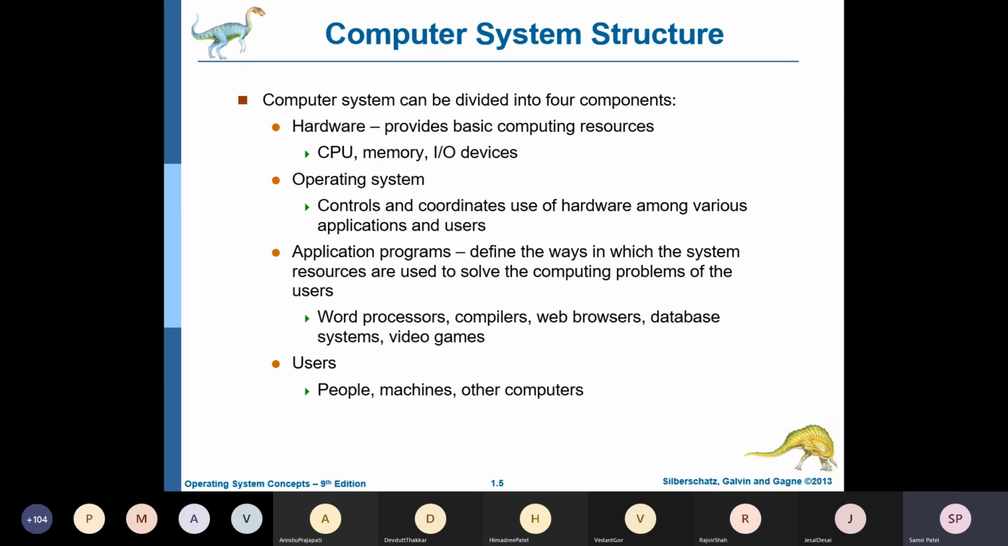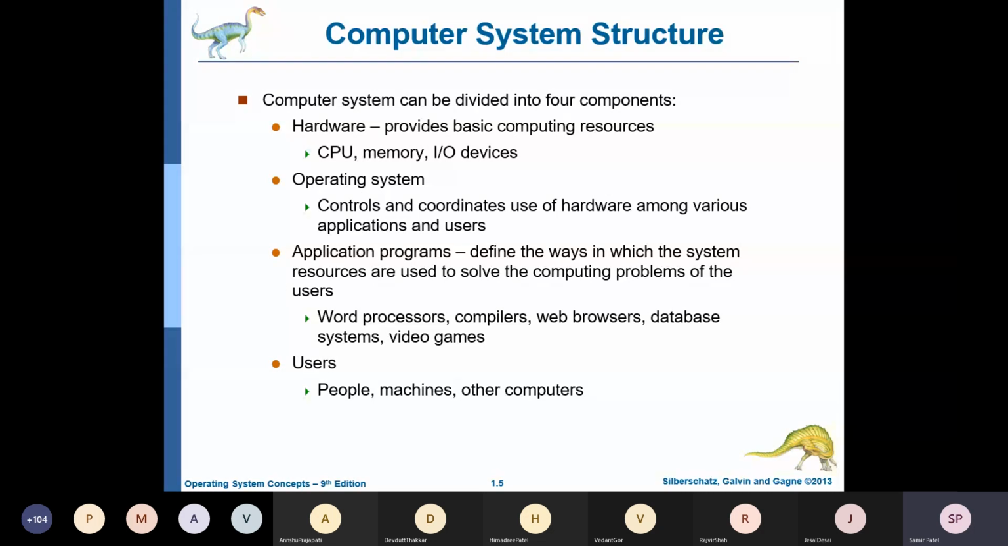So that application is supposed to be submitted to the system for execution, and then the operating system will take the control and make sure that the coordination activities are done inside the hardware, and it will make use of the hardware in the most efficient manner, right?